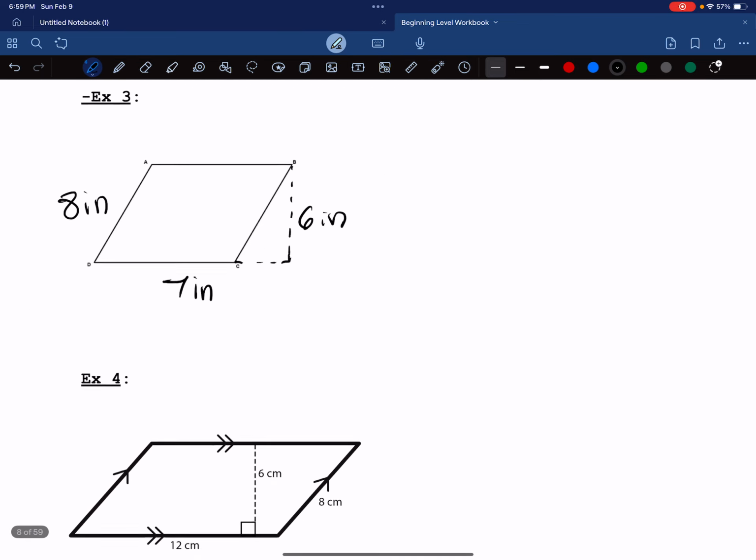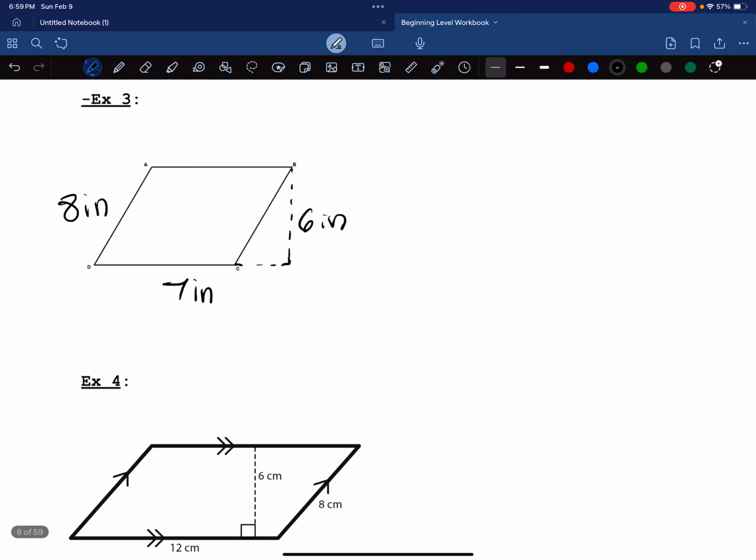Now moving on to example 3. Let's see. So we're going to write the perimeter and then area.